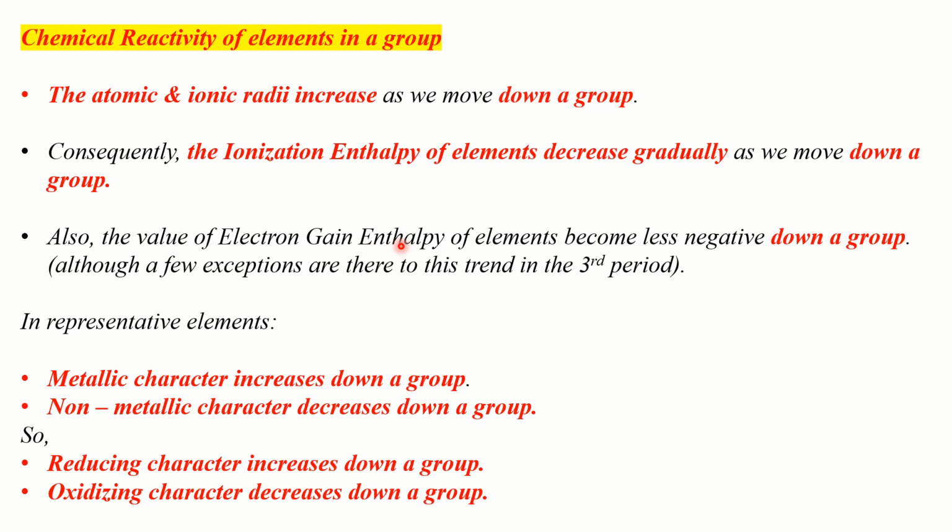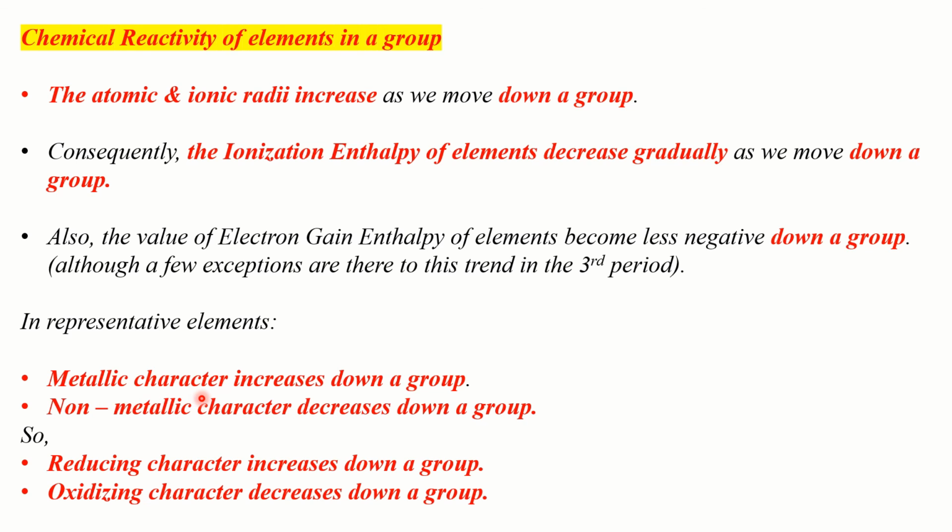Also, the value of electron gain enthalpy of elements becomes less negative on moving down the group. And we have learnt about this from the video on electron gain enthalpy. I hope so. So in representative elements, what happens to the metallic character and non-metallic character of elements as we go down a group? The metallic character of elements increases on moving down the group, and the non-metallic character of elements will obviously decrease on moving down the group.